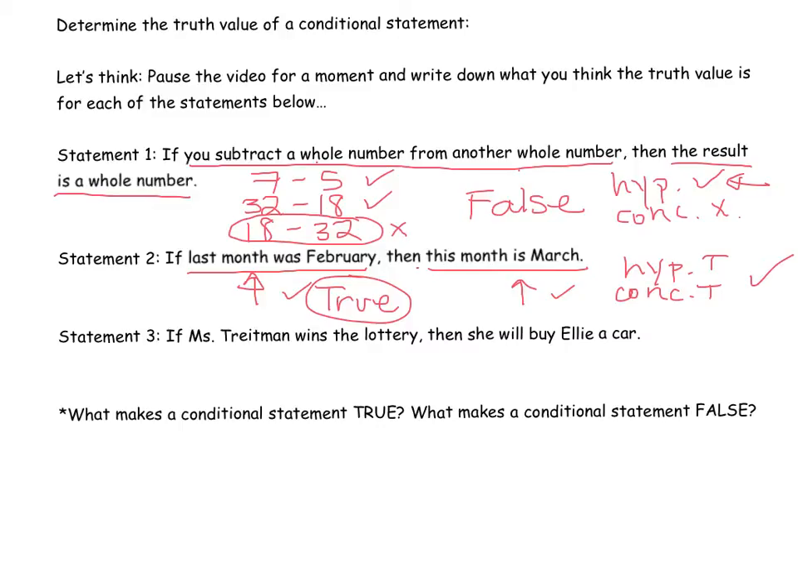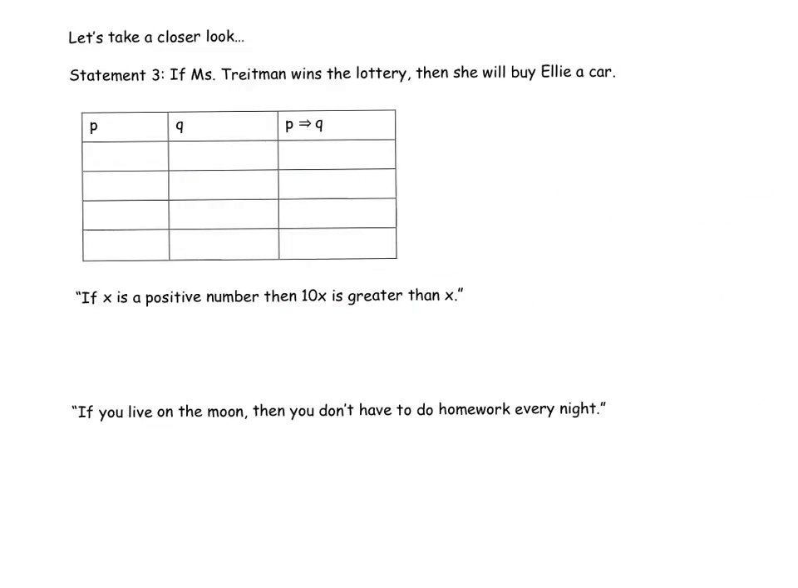So let's see if we can make a truth table to analyze this statement. If Miss Treitman wins the lottery, then she will buy Ellie a car. Okay, so here we go. Let's figure it out. We've got if Miss Treitman wins the lottery, so that is our hypothesis P. Then she will buy Ellie a car. That is our conclusion Q. So we've got 4 possible scenarios here.